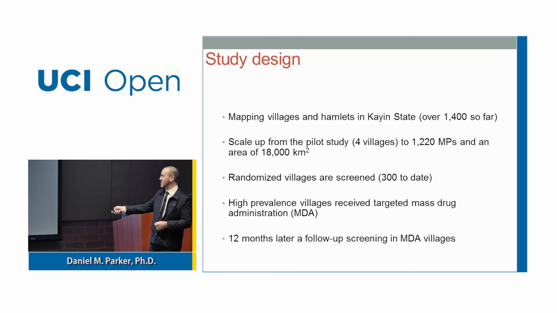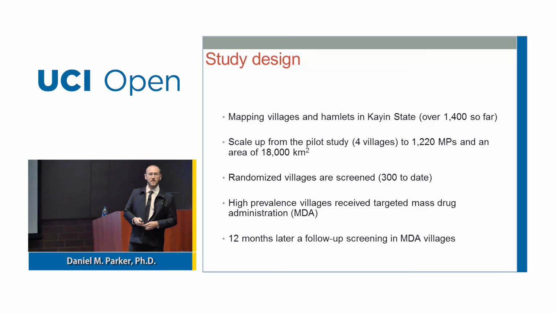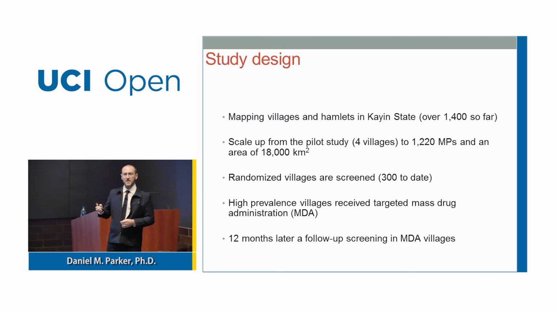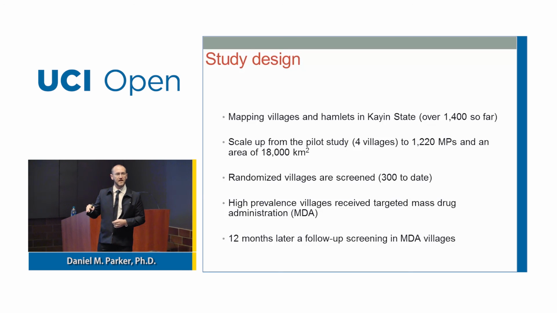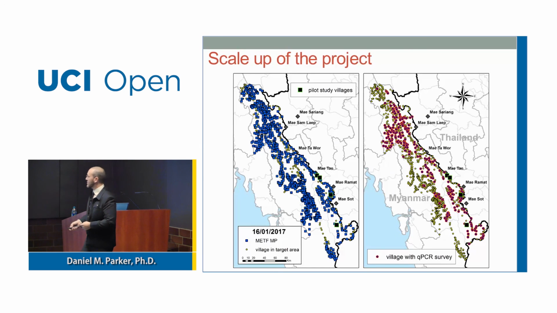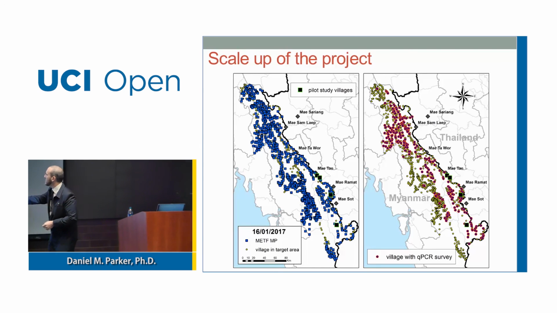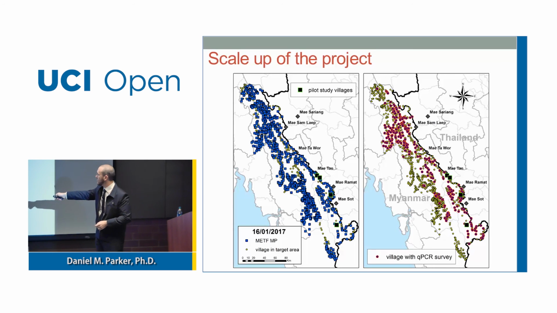And then after we do an MDA, 12 months later, we do a follow-up screening in the same village to see if the MDA worked, to see if we've properly brought down the prevalence of malaria in that village even a year afterward. The way this looks is you can see the original 4 study villages that I was showing you earlier here. They're the black boxes with the green, fluorescent green outline.